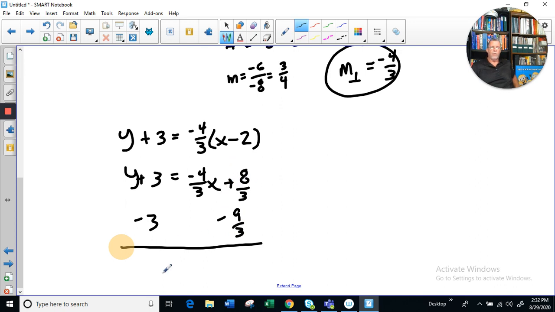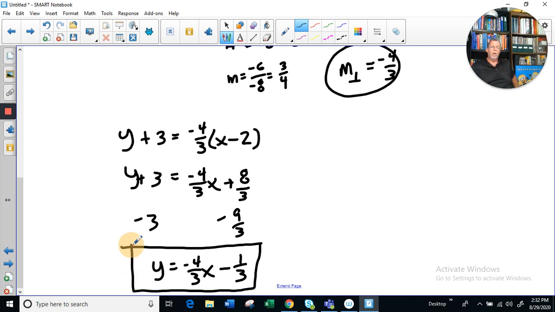And y would equal -4/3 x. 8/3 minus 9/3 is a -1/3. And it said in the beginning we wanted the slope-intercept form, so we have it. And we're done. Always look to make sure you're answering the question.